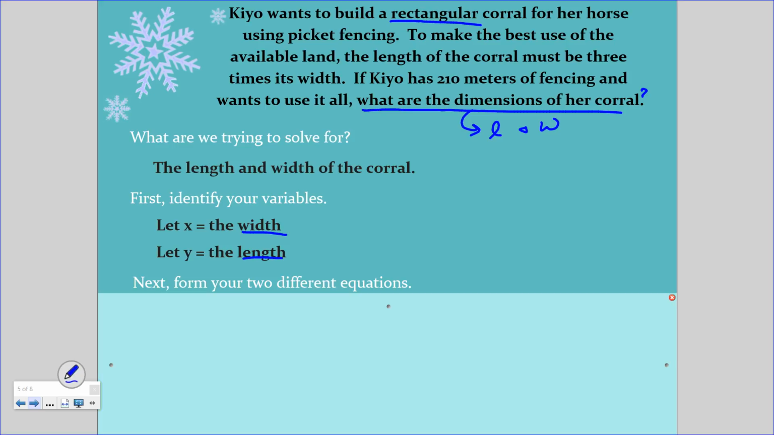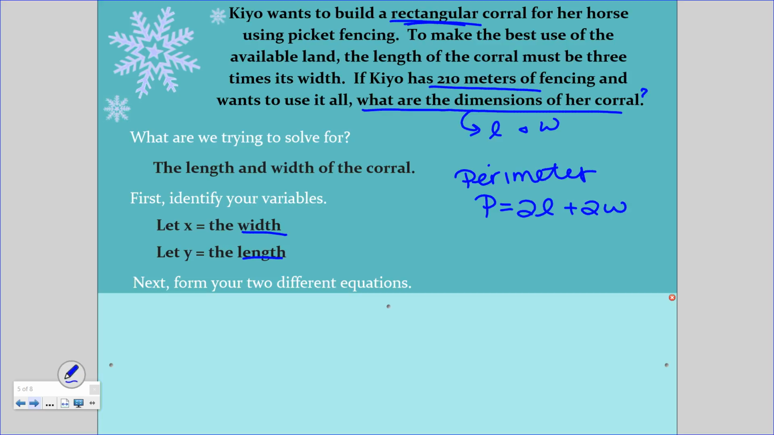So we're building a rectangular corral. If it's rectangular, a corral is kind of like a fence. That means it's going around a certain amount of land. Well, if it's going around, that's representing a perimeter. So what this is referring to, and the 210 meters of fencing total, is really telling us the perimeter here. So remember, the perimeter formula for a rectangle is P equals twice the length plus twice the width.